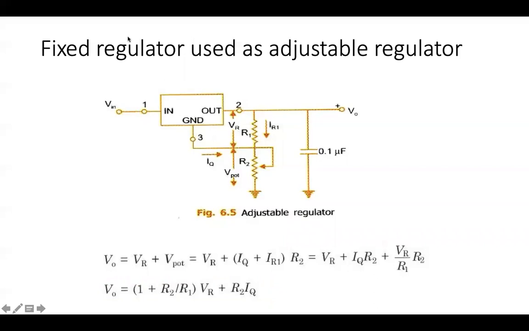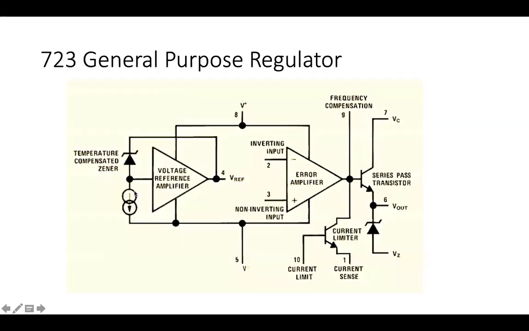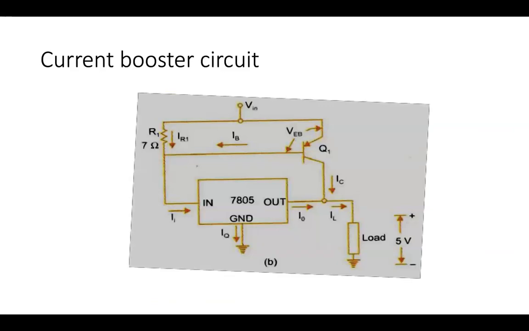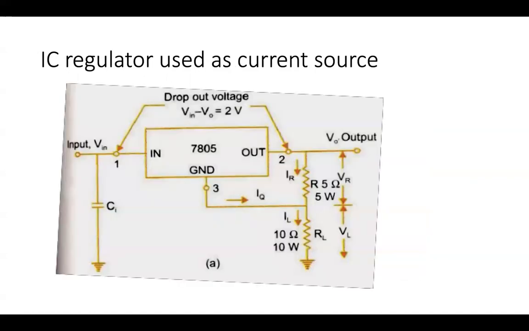The main thing that you should remember here is how these regulators are connected. You have variable resistors if it's an adjustable regulator. If we are using it as a booster, then we need the help of a transistor. And if we are using it as a current source, the whole configuration changes. Here also we have these resistances, but they're not variable. So a capacitor and resistor at the input and output respectively. So that's a current source.